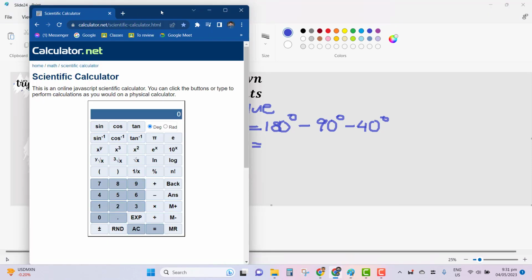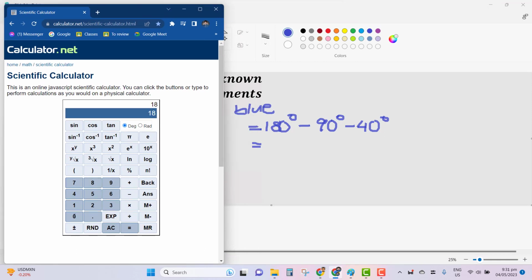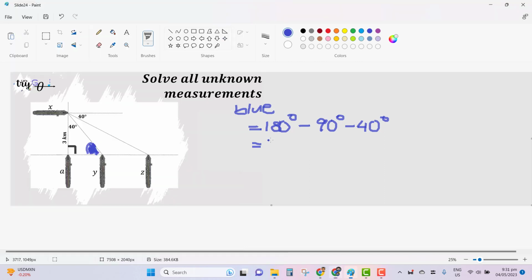So let us use the calculator in solving for that. 180 degrees minus 90 degrees minus 40 degrees. We will get an exact measurement of 50 degrees for the blue colored angle. It's exact because all the other measurements are already given. This is 50 degrees. So if I'm going to erase this one here, this blue colored angle earlier, we can label this as 50 degrees.